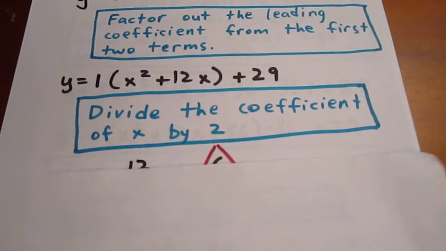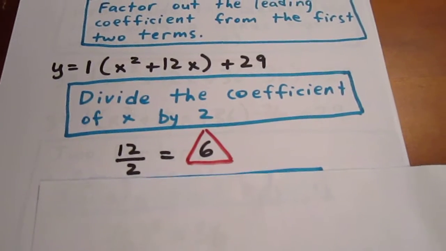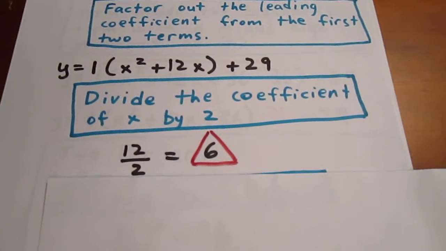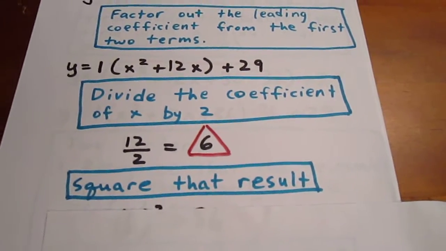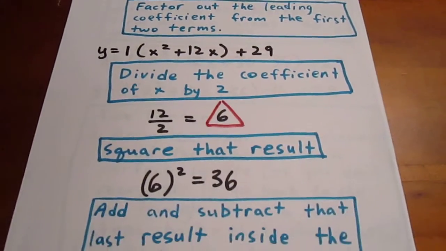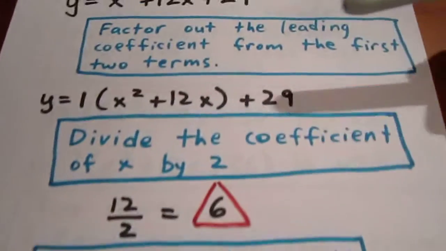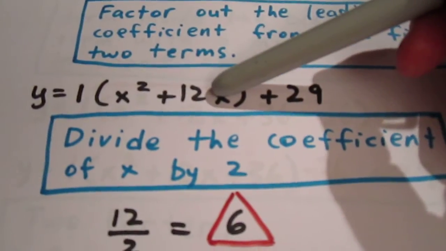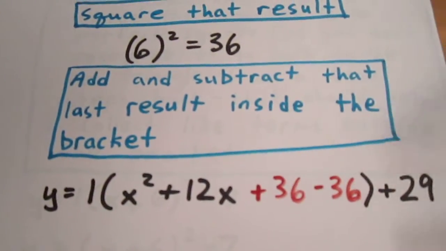We then want to divide the coefficient of x by 2, and we get a value of 6. We put that in a red triangle because we might need it later. In fact, we will need it later. We're going to square the result in the red triangle, and we get a 36. We're going to add and subtract that last result inside the bracket. So instead of x squared plus 12x inside the bracket, we're going to have x squared plus 12x plus 36 minus 36.